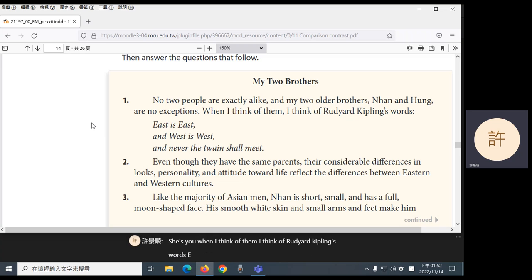East is east, and west is west, and never the twain shall meet. Kipling is a poet. And the word twain here just means two. So it looks like this essay will be about how different the author's two brothers are.